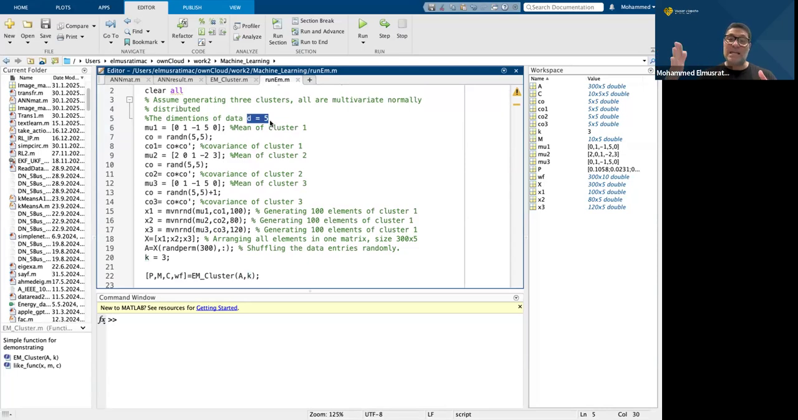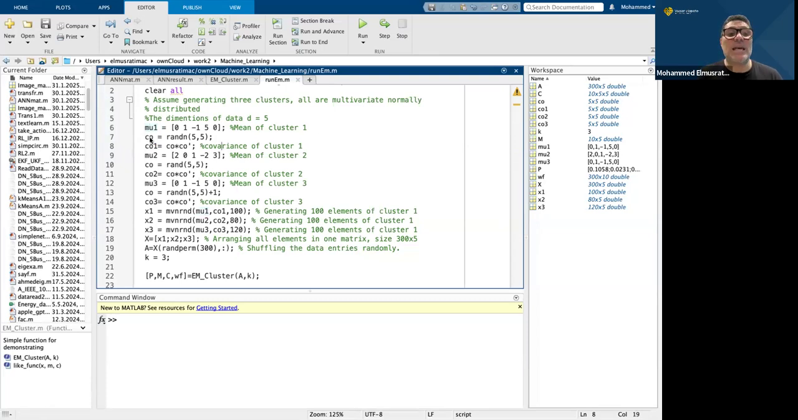So the dimension means that it has 5 columns, okay? And then I define the first cluster. Of course, now I am testing the algorithm. So I need to define the clusters and define the covariance of each cluster. And then I try to find if my algorithm is able to catch these hidden clusters and differentiate between them or not.